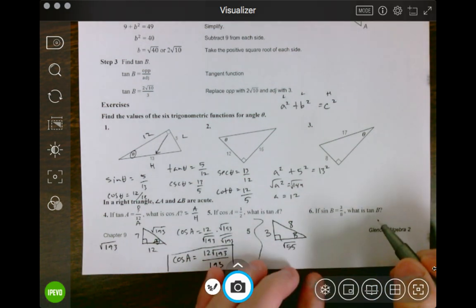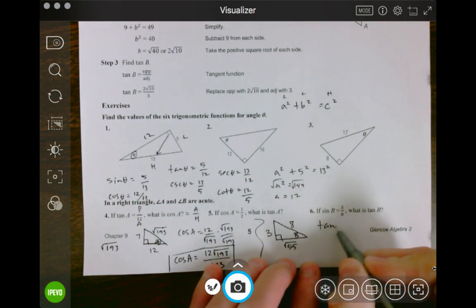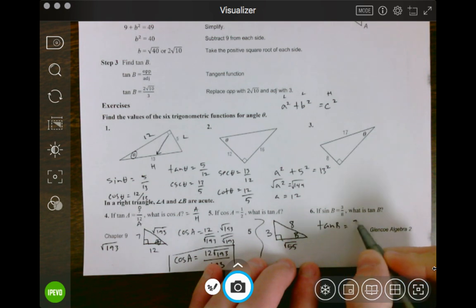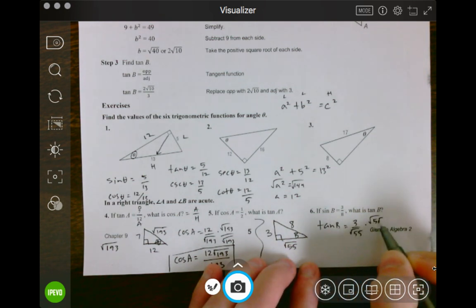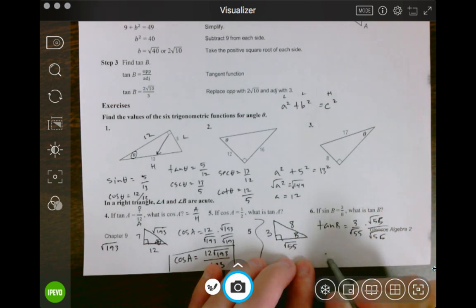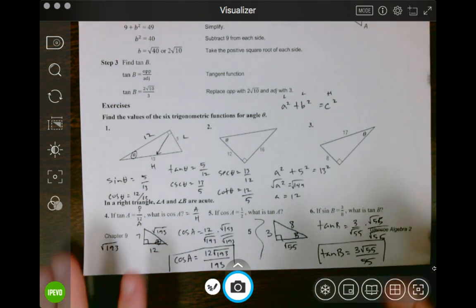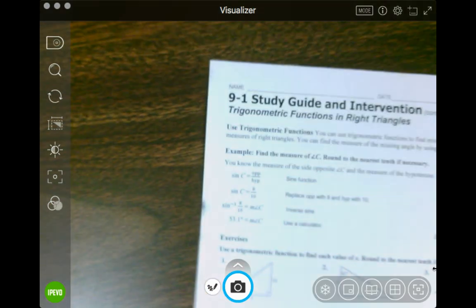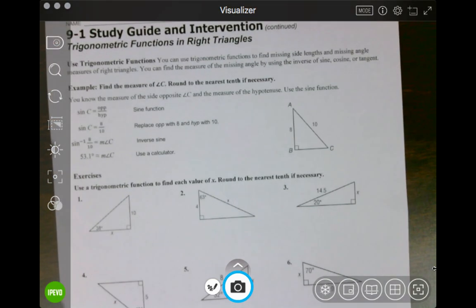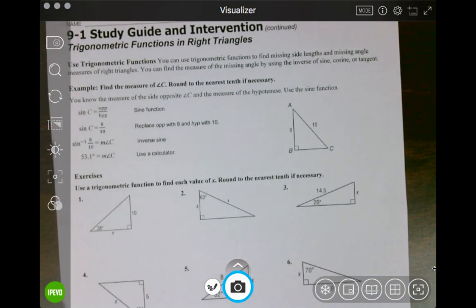What is tangent of B? So tangent is opposite, which is 3, over adjacent. And again, we can't have that, so we have to multiply by the square root of 55, the top and bottom. So tangent of B would give me 3 square root of 55 all over 55. Okay, when we've done that before as well. So hopefully this isn't too shabby.